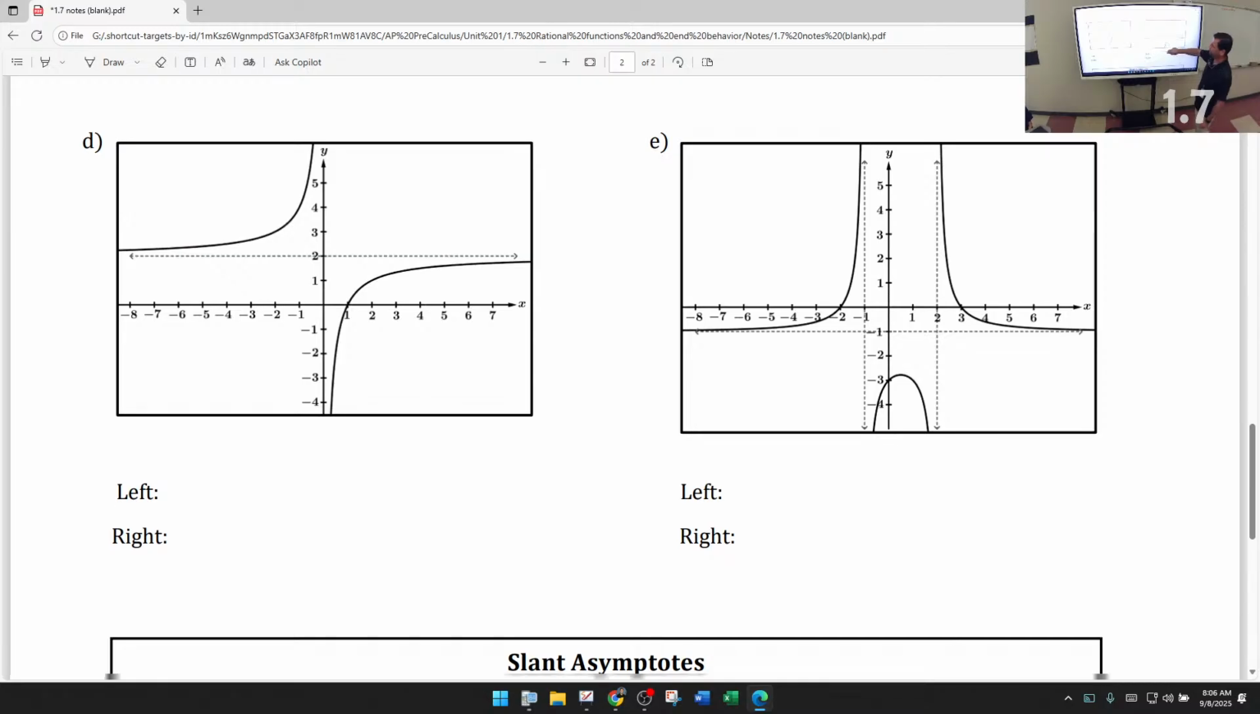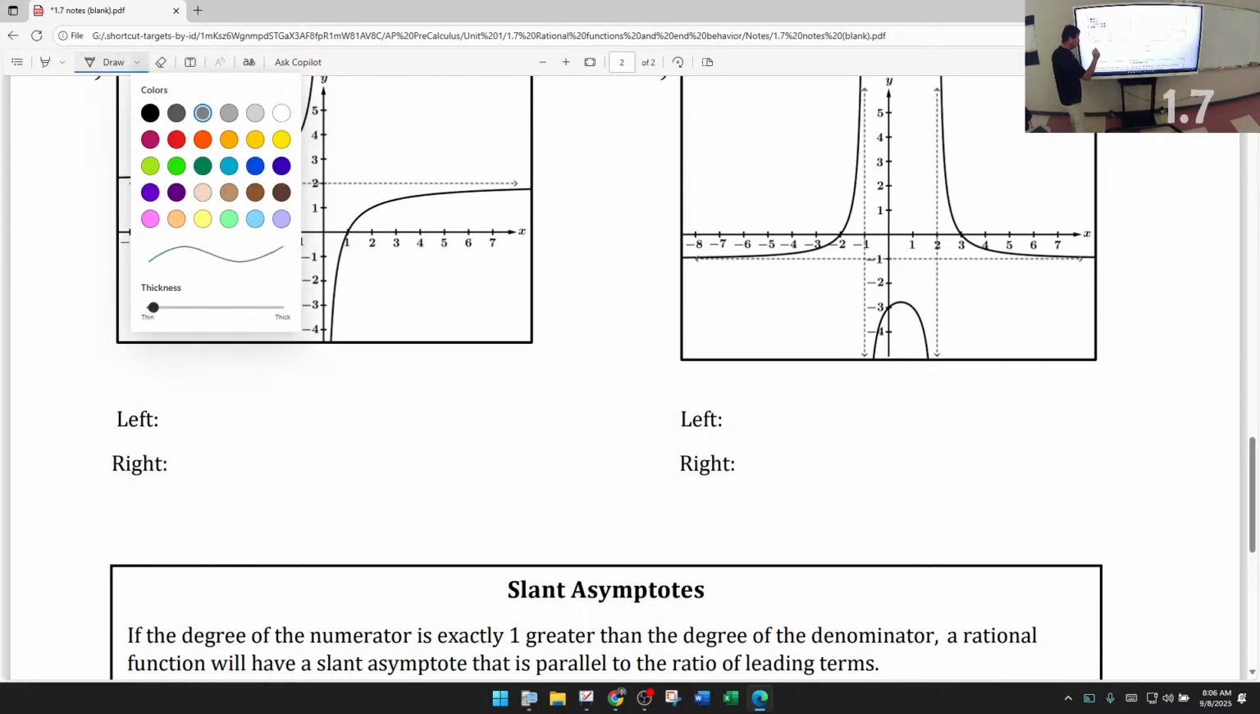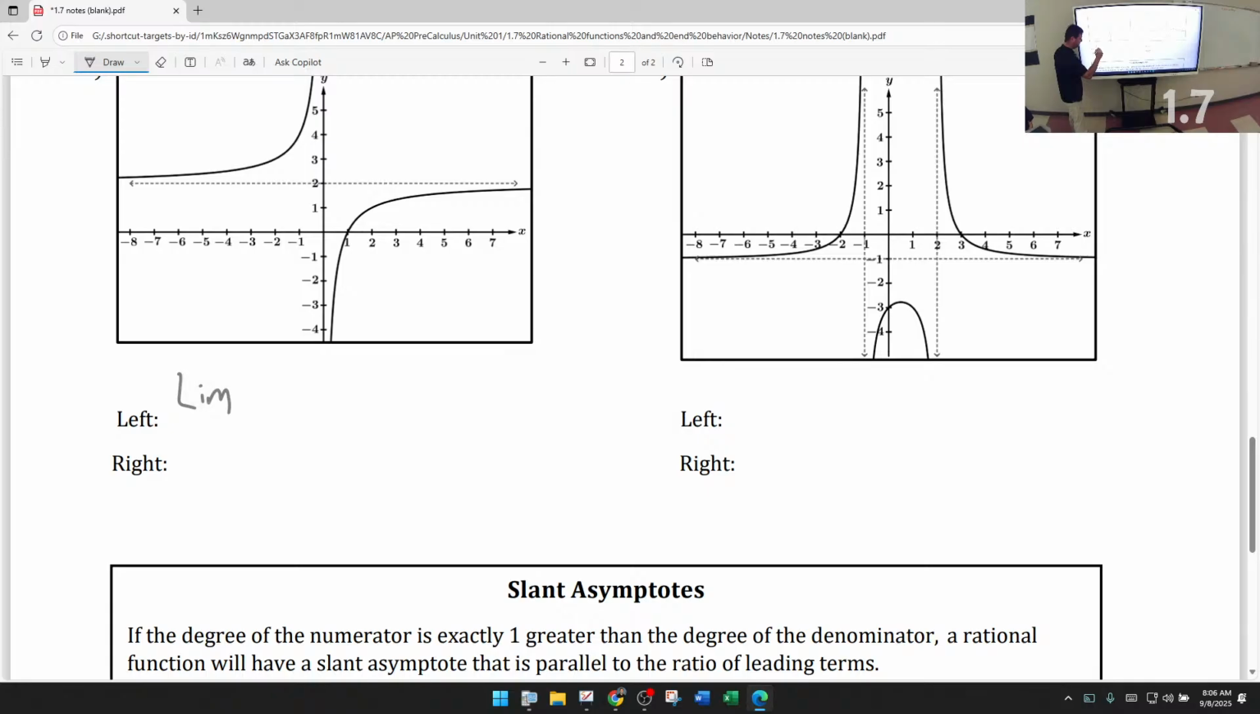Oh, this one's nice. I drew it for us. Here we go. Limit as x goes to negative infinity. Did they name this one? No? So just name it whatever you want. Limit as x goes to positive infinity. These are arrows, guys. I know it looks hieroglyphic, but every one is going to look like this, all right?